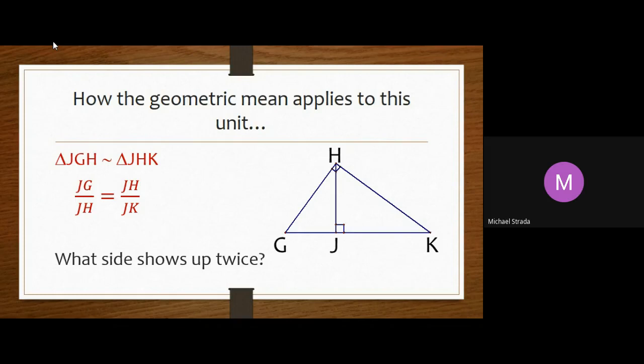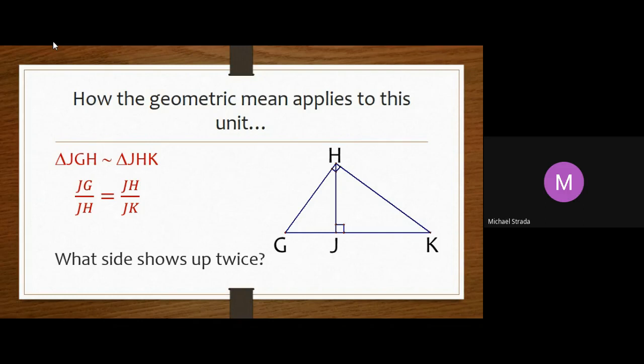JH, from vocab last week, is the altitude of the triangle. Then the other parts are JG, which is this side, and JK, that side. All right? You with me? JH is the altitude, and JG and JK together make up the side opposite the right angle. What do we call the side opposite the right angle in a triangle? Rhymes with my mind.